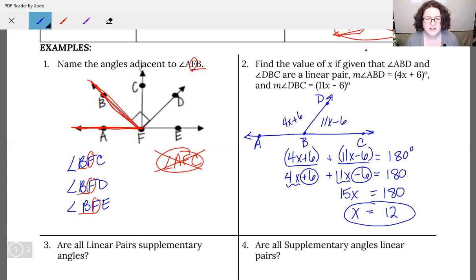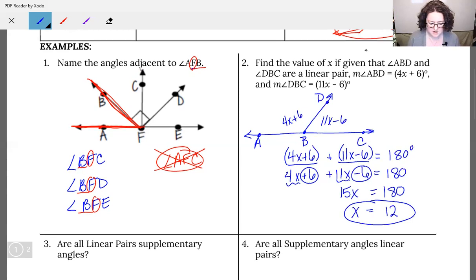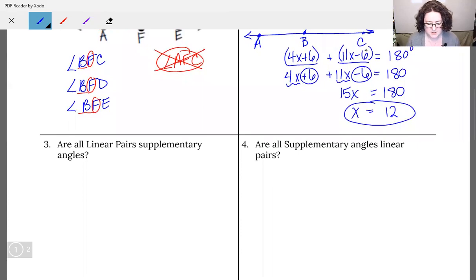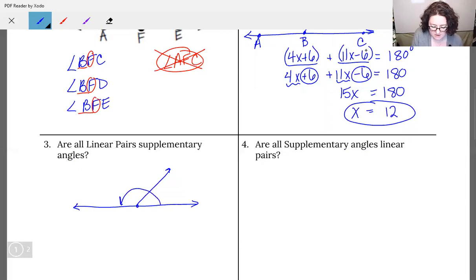Okay, wait a second. I just asked you the next two questions. Are all linear pairs supplementary angles? So think about your definition. If I have a linear pair, two angles drawn adjacent to each other, they have that common side, but they make this nice straight line. What do these two angles together have to add up to? They have to add up to 180. So this one is yes. It's part of the definition that they have to be supplementary angles.